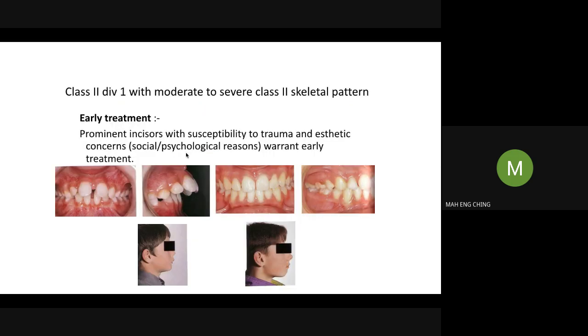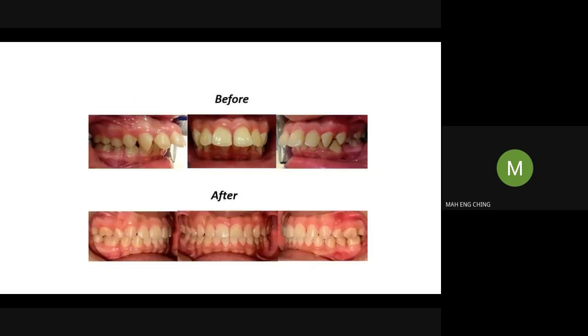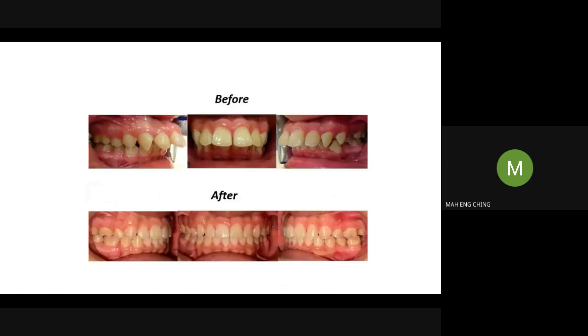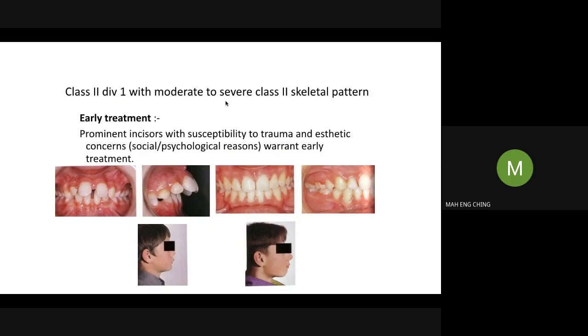So class 2 division 1, we have moderate to severe skeletal 2. So just now we talked about the mild or the moderate, then we can always do simple removable braces, or sometimes in the more difficult case, then we will do the fixed appliance with or without extractions. But when it comes to severe case, you always deal with surgery a lot of time.